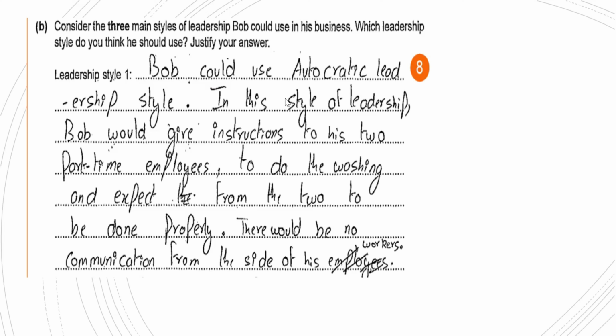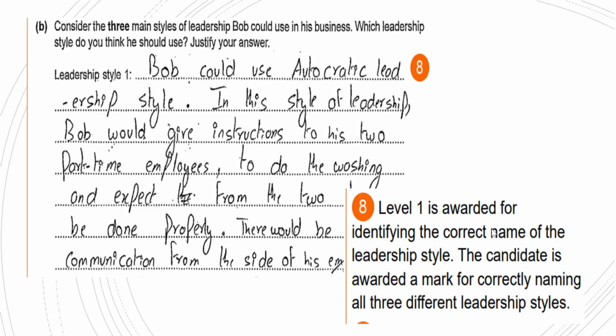Leadership style 1, Bob could use autocratic leadership style. Okay, 1 mark there. The name is mentioned. In this style, the leader, Bob, would give instructions to his 2 part-time employees. That's application. Now we know there are 2 part-time employees to do the washing, and he expects the work to be done properly. There would be no communication from the side of his workers. All right, so it's a very basic kind of structure going on over there.